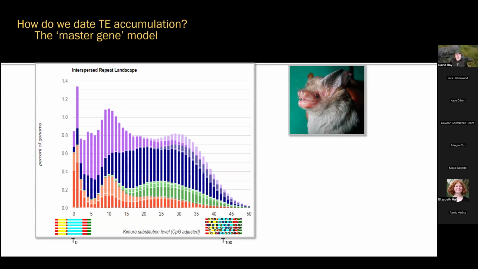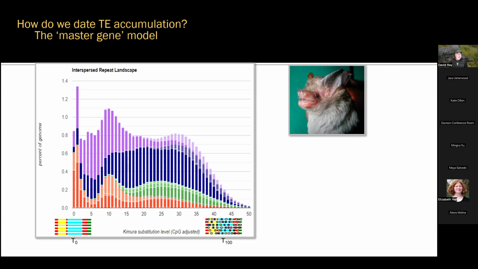And I don't remember which bat this is. It's probably a Vespertilion, a Myotis, most likely. It's kind of sad that nowadays I don't recognize the bats by the picture of the bats, but I recognize the bats by the pictures of their transposable element landscapes. So that just tells you how many of these I've looked at over time.